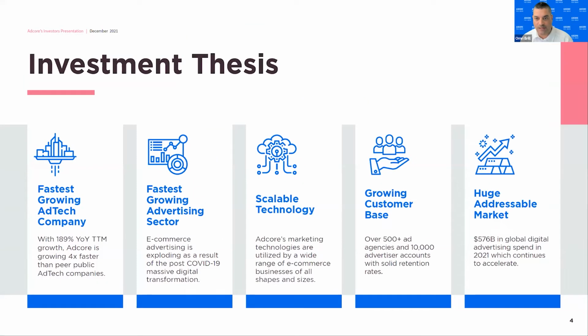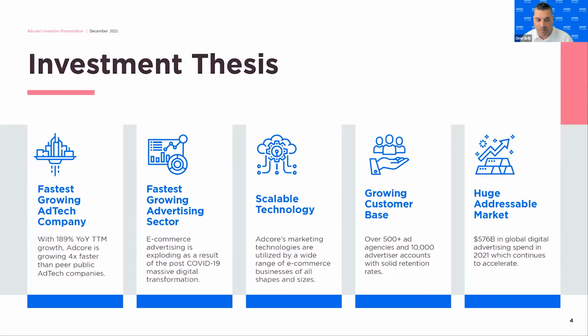So, some investment thesis or highlights. Fastest growing AdTech company. Adcore is growing at almost 190% year over year in the last 12 months. If we compare Adcore's growth rate to the peers, we're growing 4 times faster than the peers. That's quite an achievement by itself. We are lucky to be in the fastest growing advertising sector. E-commerce is growing very fast now, during COVID and post-COVID, and more and more online budgets are going into e-commerce and e-commerce advertising.